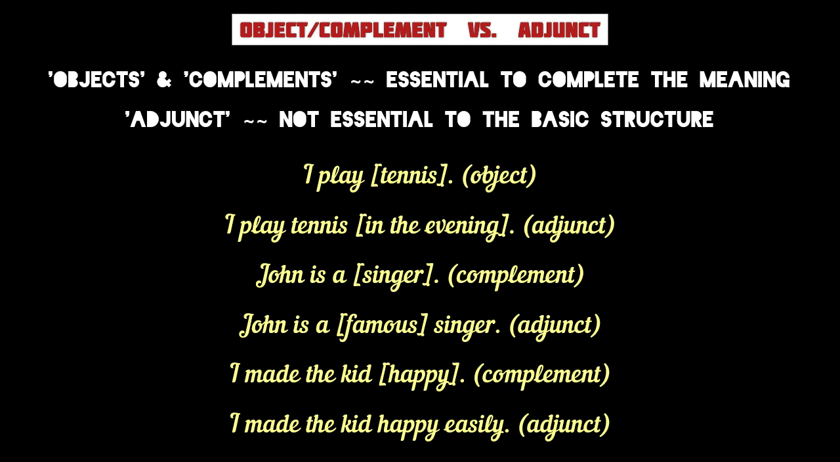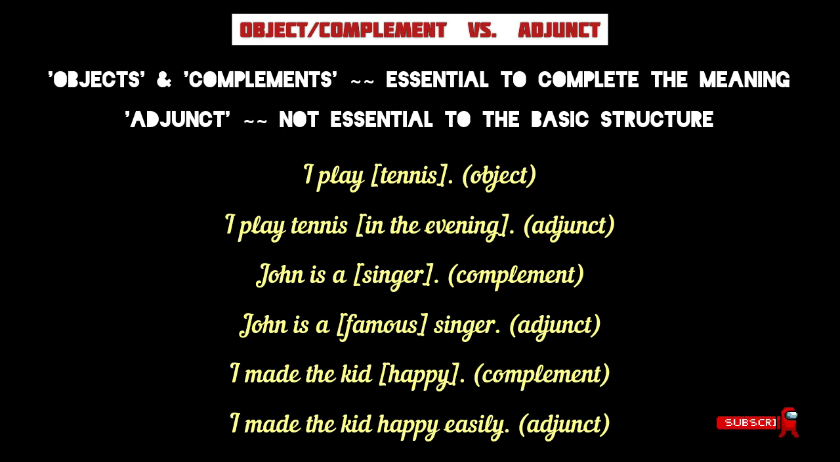It is extremely important to distinguish between an adjunct and an object or a complement. First and foremost, an object or a complement is an essential element of a grammatical sentence. They are necessary for the completion of meaning. However, an adjunct provides some additional or inessential information in the sentence. An object or a complement cannot be removed from the sentence, but an adjunct can be removed without affecting the remaining structure of the sentence.